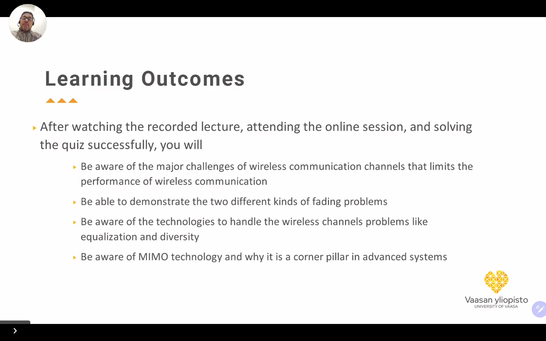What is the learning outcome after completing this part 3, attending all recorded lectures, attending the online sessions, and solving the associated quizzes successfully? You will be aware of the major challenges of wireless channels that limit the performance of wireless communication. You will be able to demonstrate the two different kinds of fading problems, be aware of the technologies to handle wireless channel problems like equalization and diversity, and also be aware of MIMO technology and why it is one of the major pillars in advanced telecommunication systems.